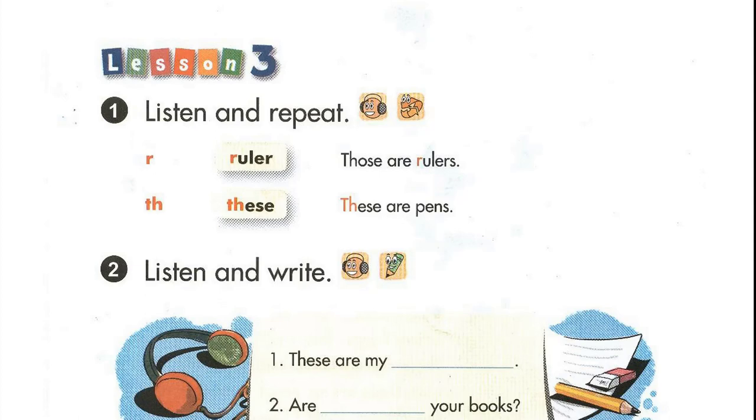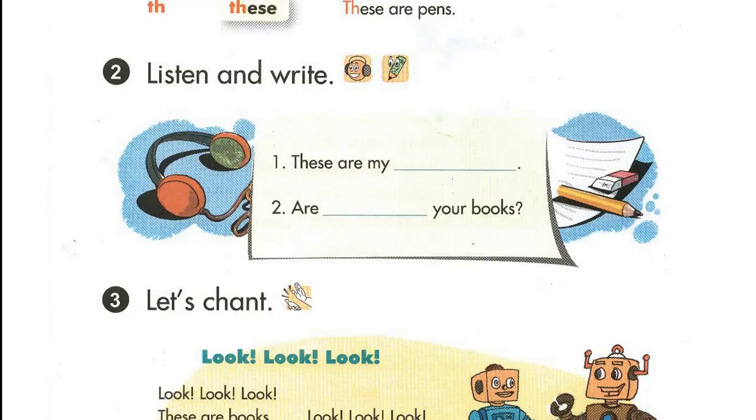These are pens. Page 56. Lesson 3. Activity 2. Listen and write. 1. These are my rulers. 2. Are these your books?